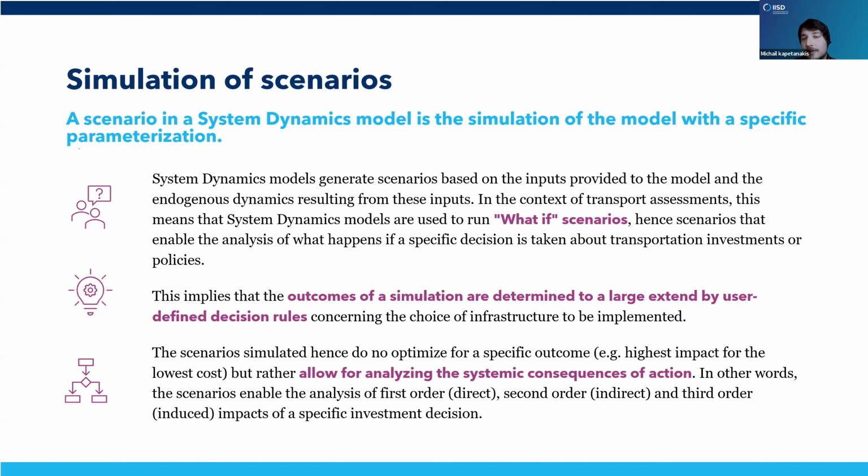Overall, this implies that the outcomes of a simulation are determined to a large extent by user-defined decision rules concerning the choice of infrastructure to be implemented. So usually the scenarios simulated do not optimize for a specific outcome, but rather allow for analyzing the systemic consequences of action. So we look at the direct, indirect, and induced impacts of a particular transport decision. So let's look at this a little bit more in detail.